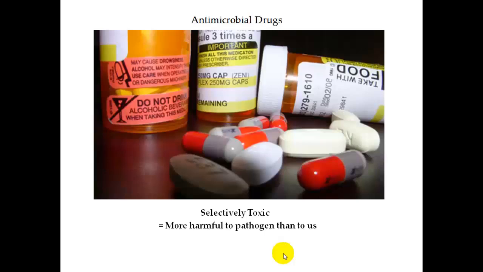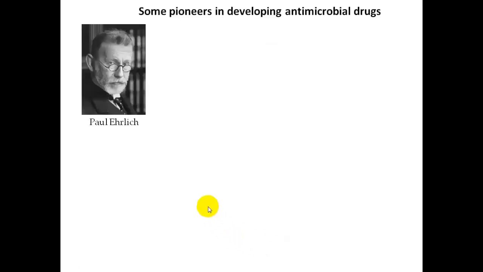Before we take a look at how antimicrobial drugs work, we'll first take a look at some of the people that played a role in developing the first antimicrobial drugs that were used by us. So the first guy that we'll take a look at is a German scientist named Paul Ehrlich. He's actually credited with discovering and developing the first selectively toxic antimicrobial drug that was used by a lot of people. By training, though, he wasn't in the business of finding antimicrobial drugs.